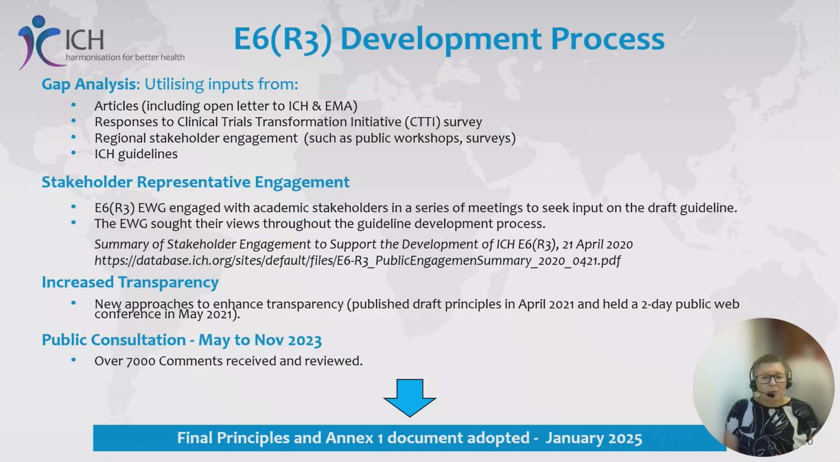We also wanted to make sure that it was as transparent a process as possible. So you'll notice that back in 2021, we published the draft principles. So you had a bit of an idea of the direction of travel. And then, of course, we had the public consultation, which lasted for 6 months from May to November of 2023. And can you believe that we had 7,000 comments? And each one of those comments was reviewed. So you can understand why it took some time from November 2023 till the final principles and Annex 1 document was adopted in January of 2025.